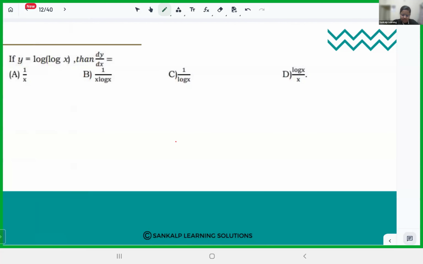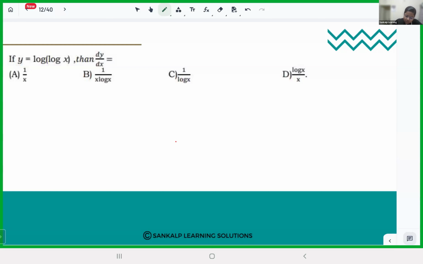Okay, so the first question here is a fill in the blanks. That is, y is log of log x, and you have to find the derivative of that function. How will you do that? It is log of log x. You know the derivative of log x is 1 by x, right? So here it is a composite function, right? Log of log x means in the place of x there is another function, which is log x itself.